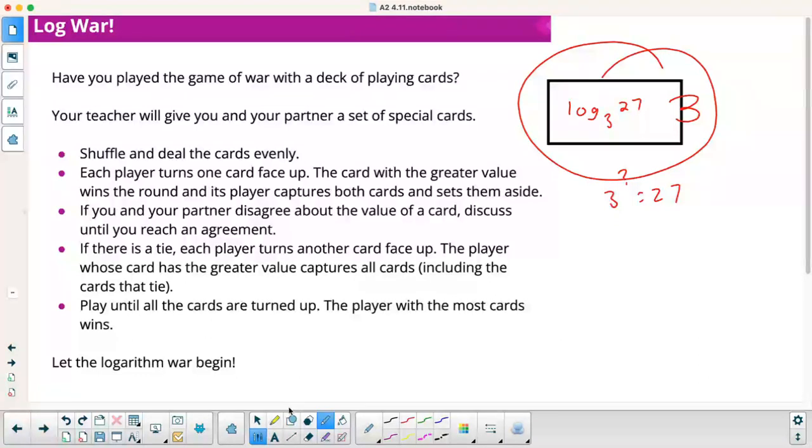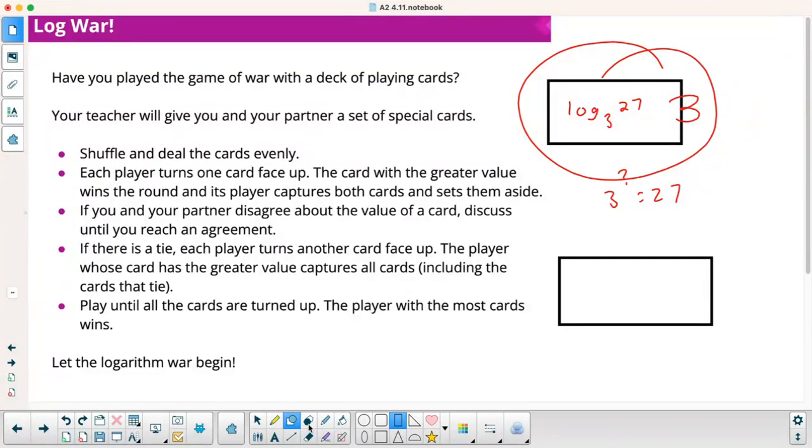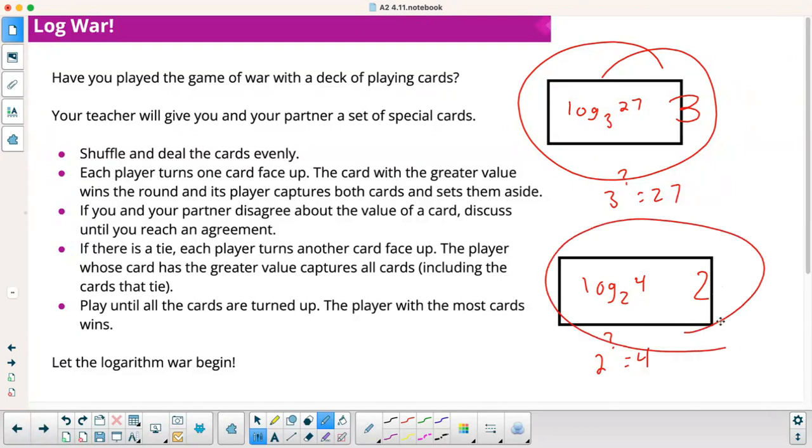And then let's say you got another card here. Your partner flips this card and it says log base 2 of 4. Well, 2 to what power equals 4? Well, that's 2. So this card has a value of 2. So this card here wins and this card loses. So you would take that card. If you had the log base 3 of 27, you would take the opponent's card. And you just keep going back and forth until somebody wins all the cards. Okay.